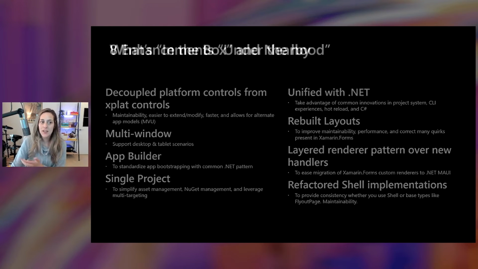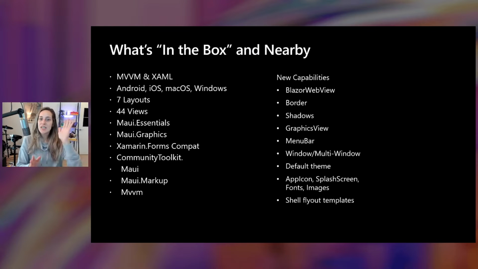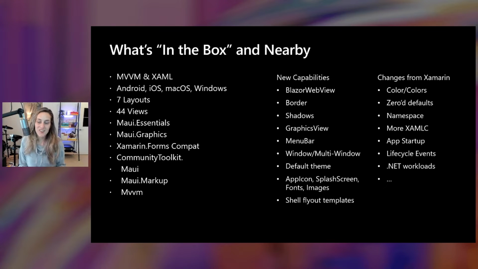So with MAUI, you get a lot of things in the box and easy to get if it's not in the box. On the left here, you have a ton of things that you kind of get for free. 7 layouts, 44 views in the box with MAUI, along with our Essentials library, which is how you get all of those device-specific APIs in a cross-platform way. So things like accessing geolocation or opening a file picker or seeing the accelerometer or checking connectivity of the device. All of those things are built right into MAUI, along with our graphics library.